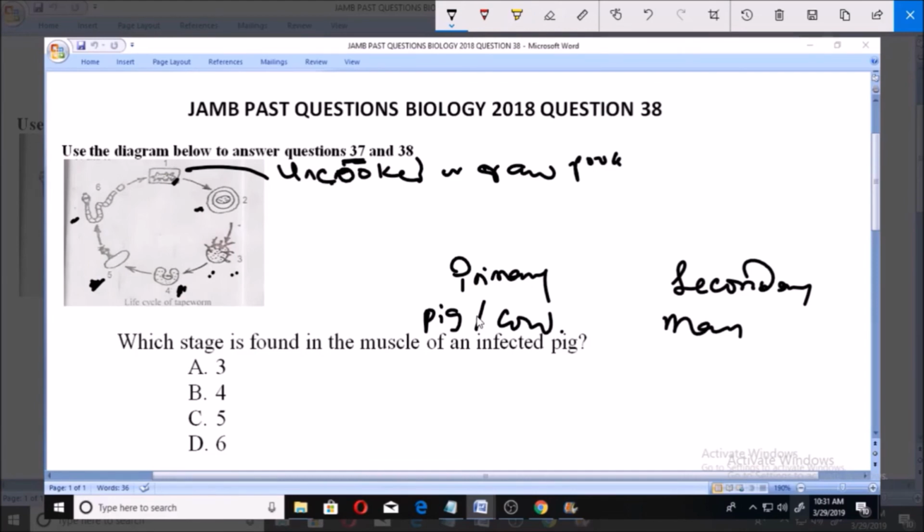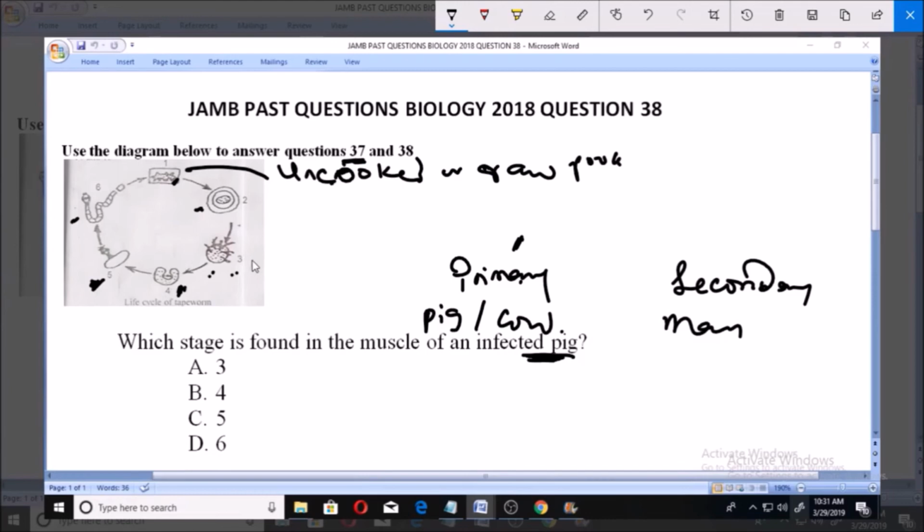You understand? The eggs are taken up by the primary host during grazing. So things like pig and cow get the egg when they are grazing. The eggs develop into an embryo with 6 hooks and covered with protective shells. Now at this stage, it adheres to the muscles of the primary host. And the primary host here, we're talking about the pigs.